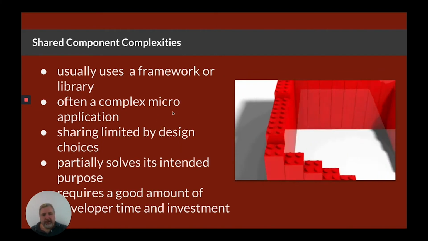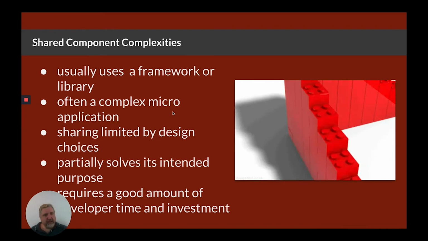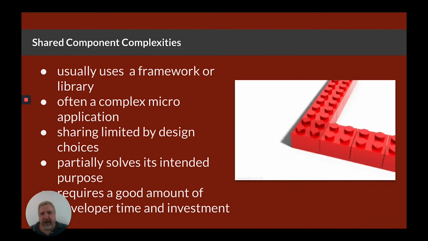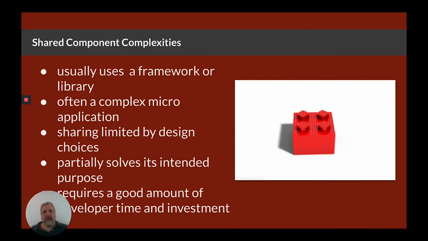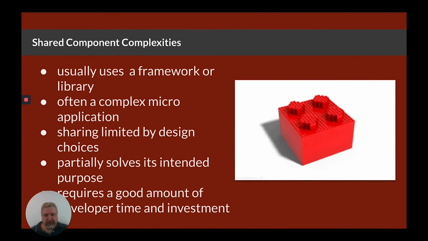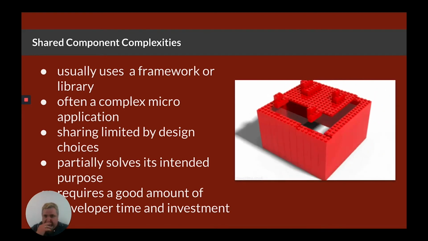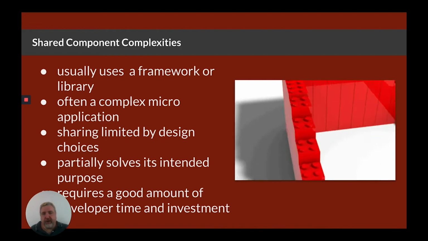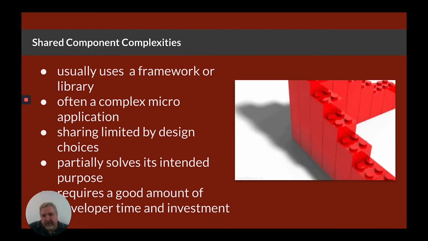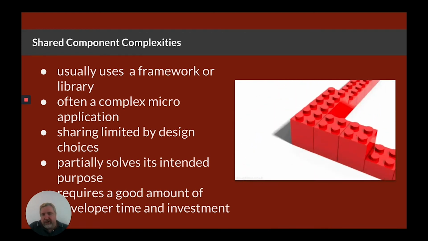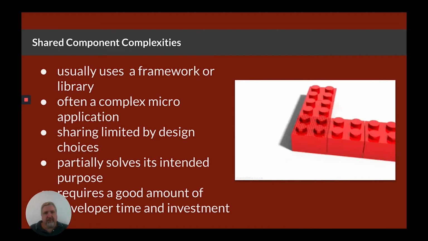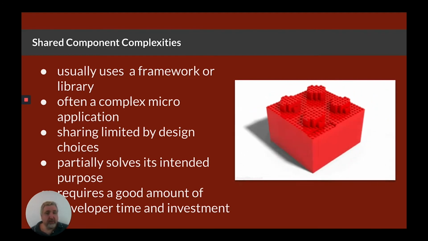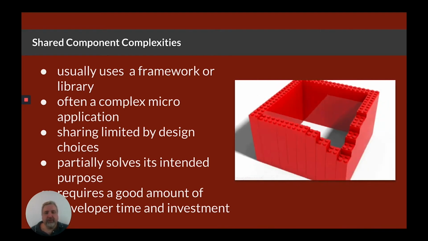When we look at components that are shared, there are a lot of complexities with these too. Usually we're using a framework to build these out, like React or Angular, trusting in those things. And then we have a complex micro application maybe, or micro framework to load in these shared things. So, if you need an icon, hey, let's just load in this micro framework, or micro front end, as they're called sometimes. And then, sharing for a lot of these complex components can be limited by design choices. A lot of times the frameworks will have their own prescribed way of doing things, which may or may not be the right way for what you're building.